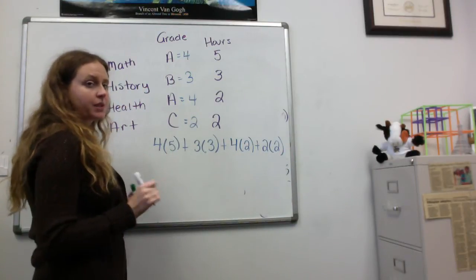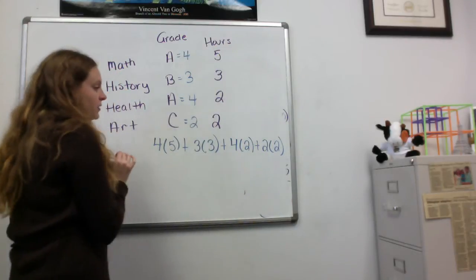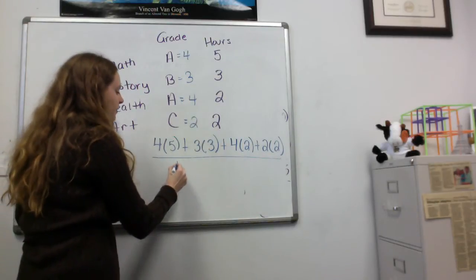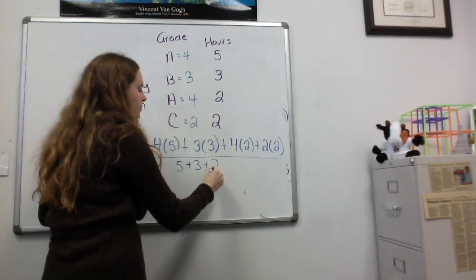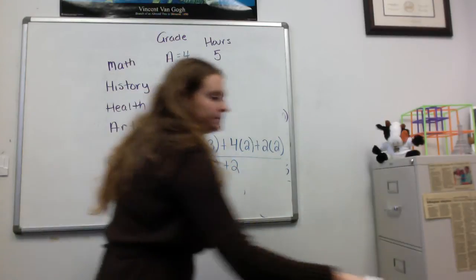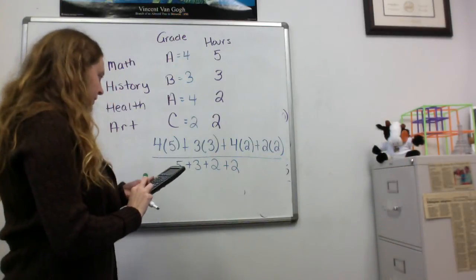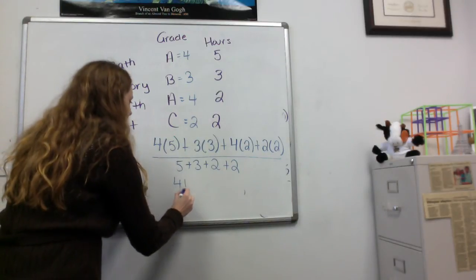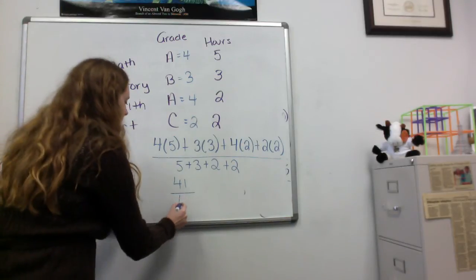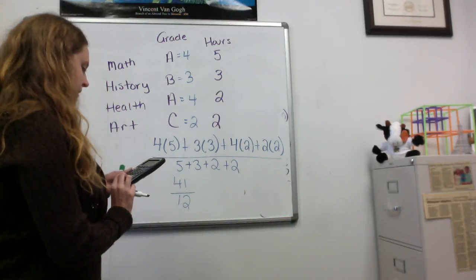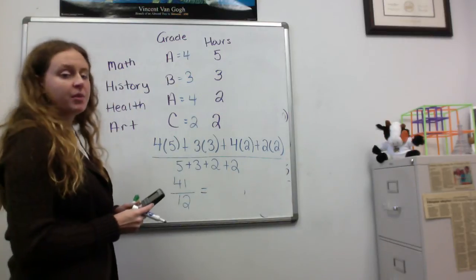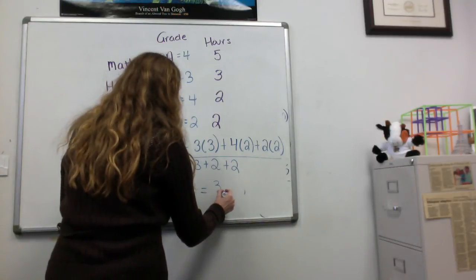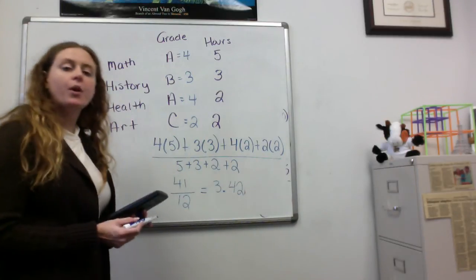Just like I did last time with percents being my weights, now my credit hours are my weights. And I'm going to divide that by all my weights added up. So 5 plus 3 plus 2 plus 2. So on top, I get 41. And on bottom, I get 12. And we'll be told how much to round it to. So let's say that we're going to round this to 2 decimal places, to the 100th. We would have a 3.42.